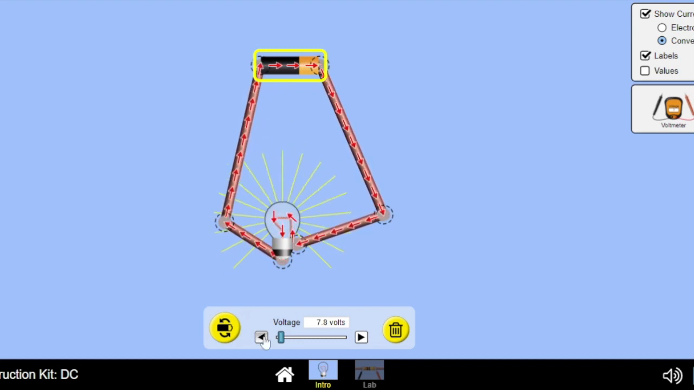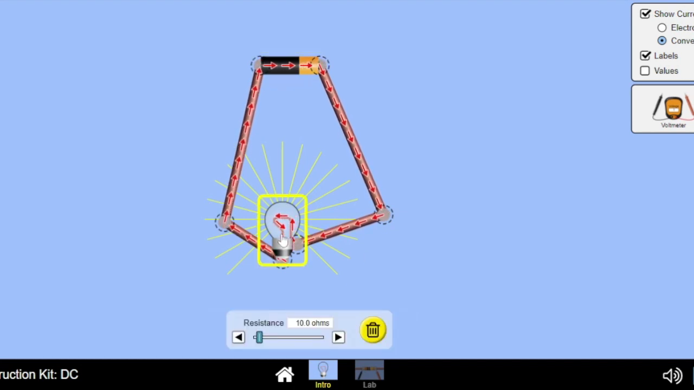As I click on this and hold it, I can see that these arrows are actually moving slower and slower and slower as that voltage decreases. So it looks like decreasing the voltage actually decreases the current. And the next one says decrease the resistance while voltage remains the same.